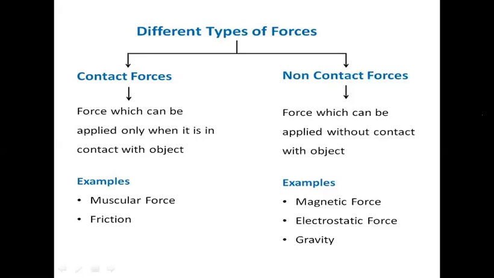And when we talk about non-contact forces, forces which can be applied without contact with an object are called non-contact forces. So we can say in these types of forces, contact between two objects is not a necessary condition. Examples of non-contact forces include magnetic force, electrostatic force, and gravitational force, or you can say gravity. Let's talk about these examples in detail.